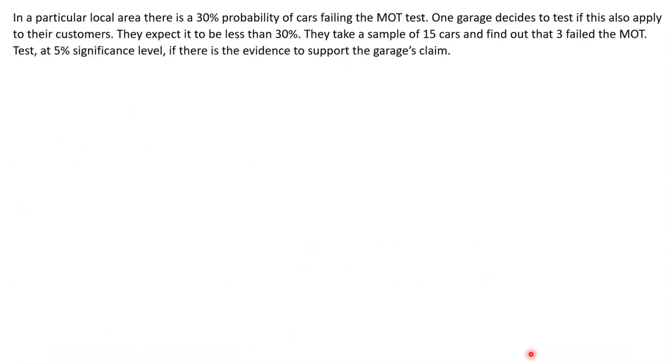So let's look at one more example. Again, you can pause the video, read the question, and then we will start solving it together. So we are trying to test at 5% significance level if there is evidence to support the garage's claim that in their garage the cars are actually failing less than 30% of their customers will fail MOT.